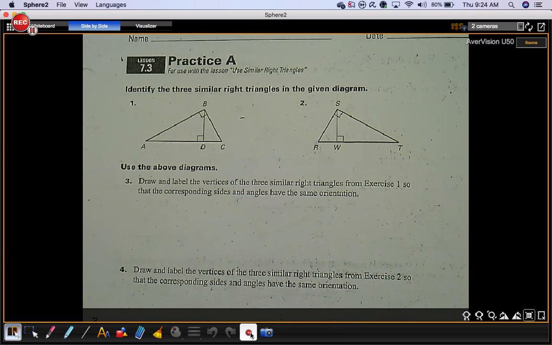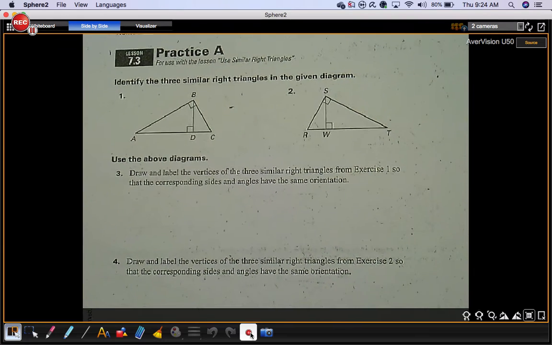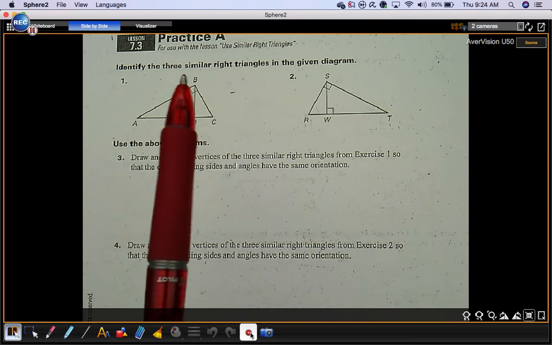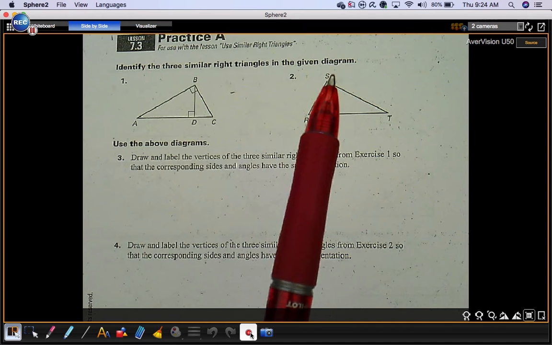This is practice A for section 7.3. We're going to do numbers 1 through 4. For numbers 1 and 2, they tell you to identify the three similar right triangles in the given diagram.